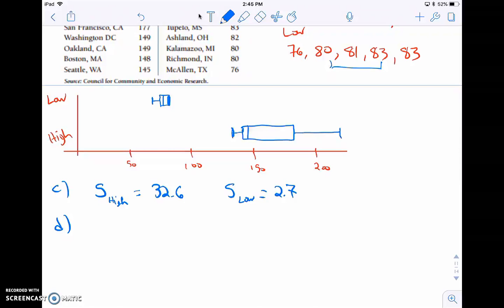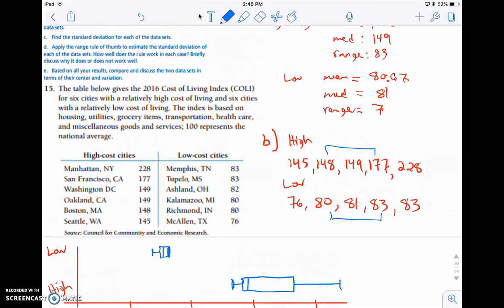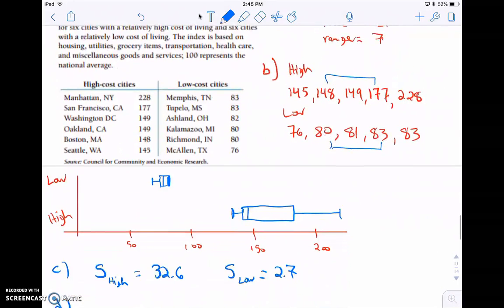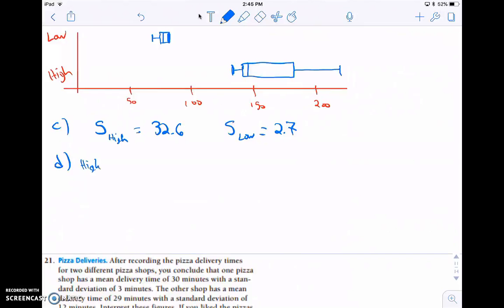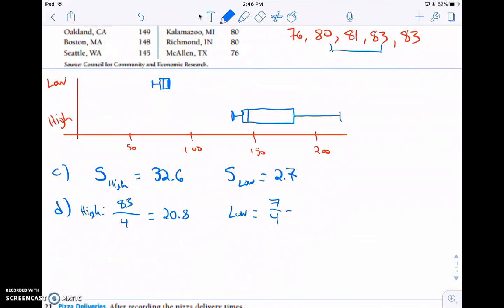Okay, and next we want to go to part D, and in part D it asks us to apply the range rule of thumb to estimate the standard deviation and how well it works. Okay, remember the range rule. So here's for the high. You take the range of the high, which was 83, divided by 4, and that's approximately 20.8. And then for the low, we're going to take the range, which was 7, divided by 4, and we get 1.8. Again, we're rounding to the nearest tenth on those.